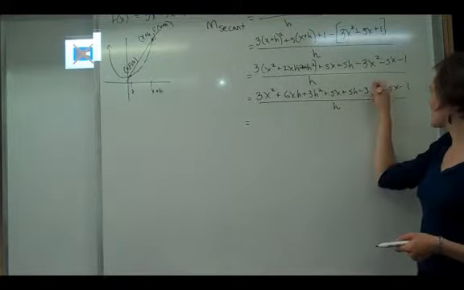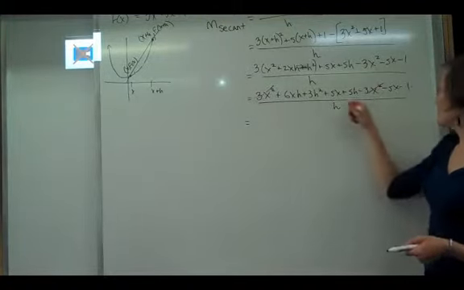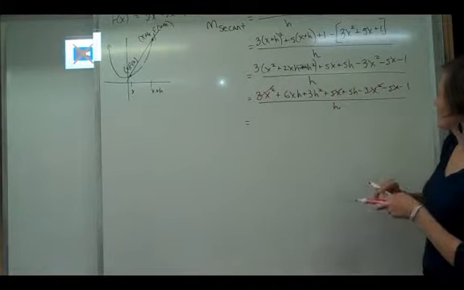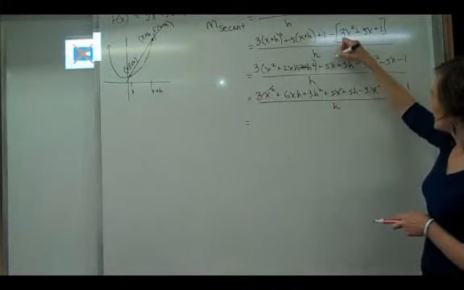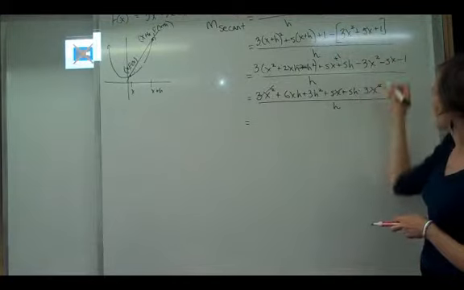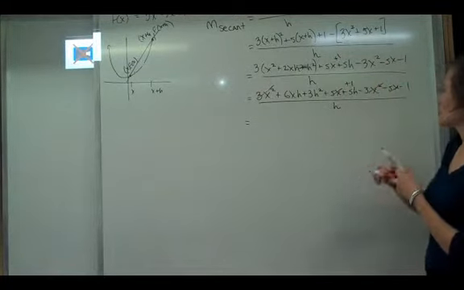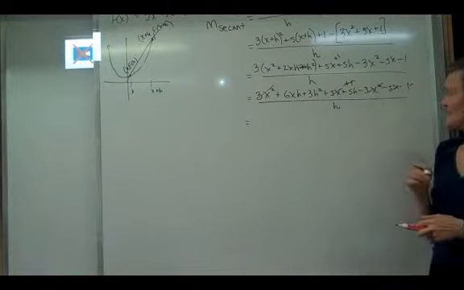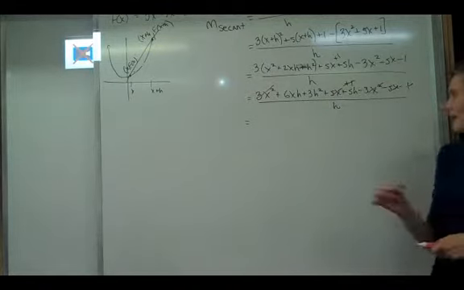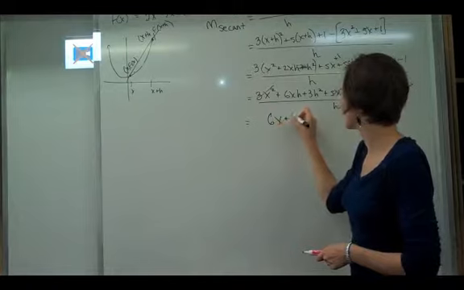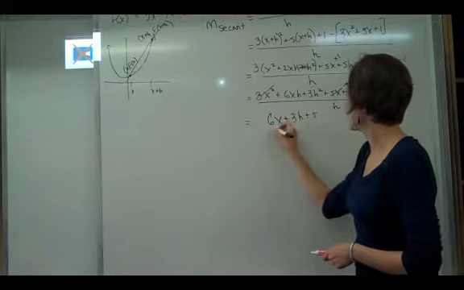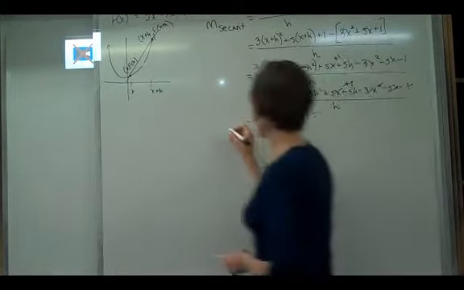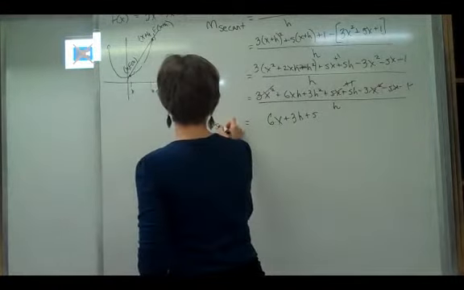So notice I have some things that are going to cancel, this and this, 5x and this. And did I forget a 1 up here? I did, right? I forgot that 1. So there should be a plus 1 in here. So that's going to cancel with this. Okay? Notice everything that remains has an h in it. So I'm going to divide out that h. So I have 6x plus 3h plus 5. This represents my function. So this is m of the secant line.